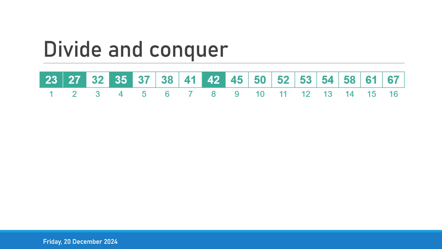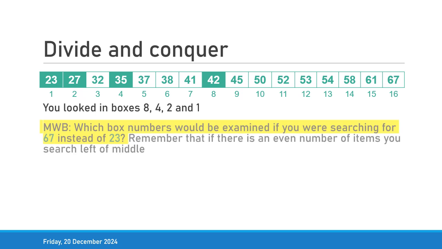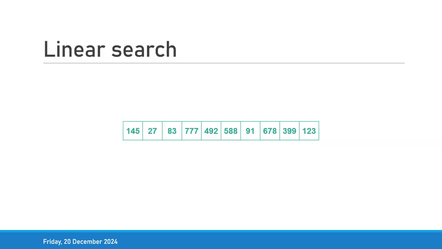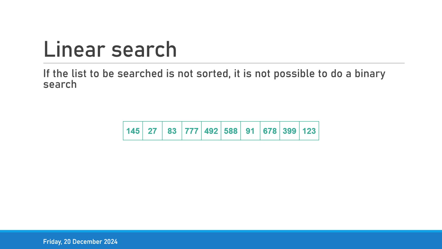But let's say that we were using the other search, something called a linear search. Now, a linear search is where the data set doesn't have to be in any particular order. It doesn't have to be alphabetical, doesn't have to be numerical, doesn't have to be chronological. It can be in any order. If the list to be searched is not sorted, it is not possible to do a binary search. We just can't do it.